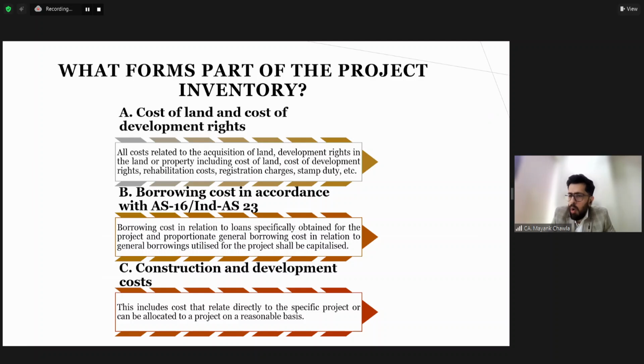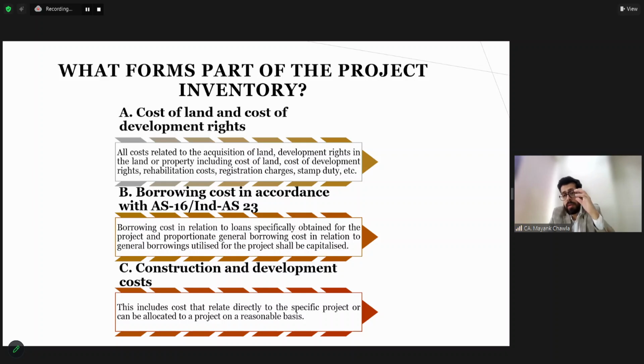Then we have capitalization of borrowing costs, because this is a long-term project. It generally qualifies the definition of qualifying asset, and the interest, which is specific interest on loans which are specifically obtained for the purpose of construction of a project, needs to be capitalized. And in case general borrowings are being utilized, their interest has to be proportionally capitalized as well. And there are then construction and development costs, which are the direct costs which are incurred for the purpose of the active development of the project.